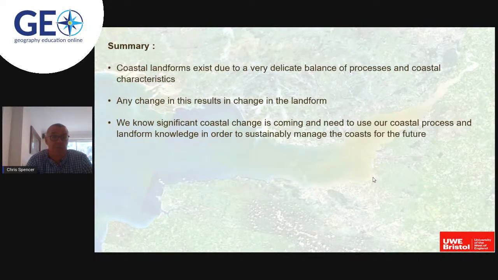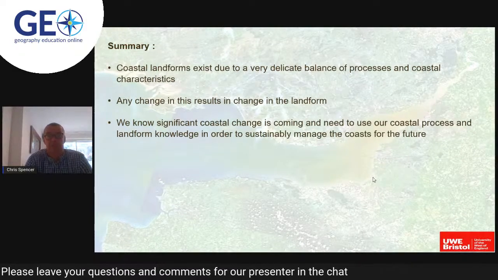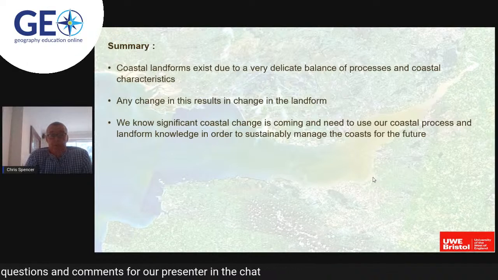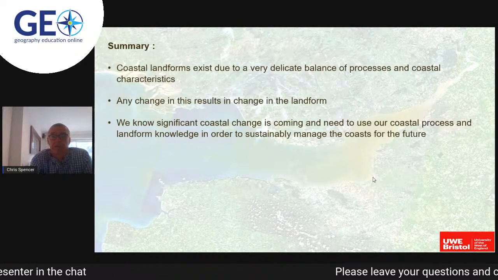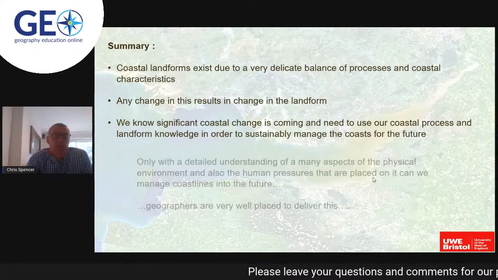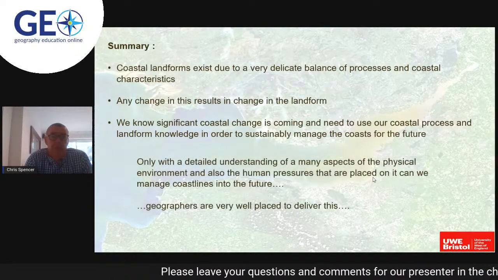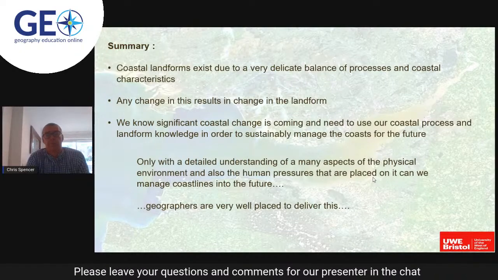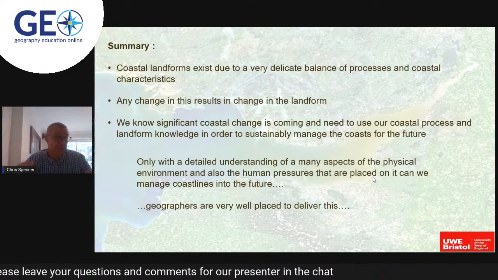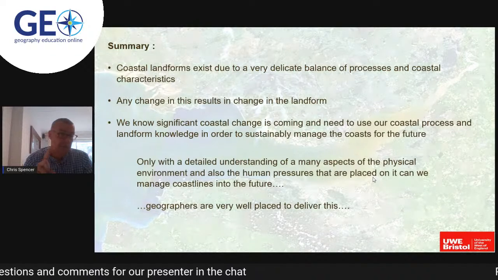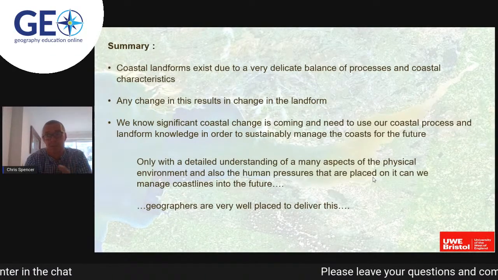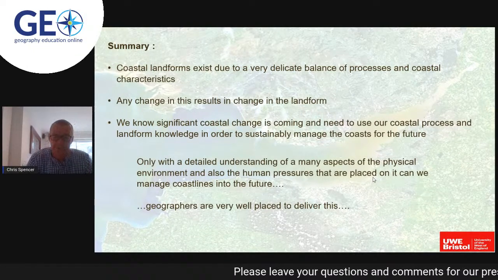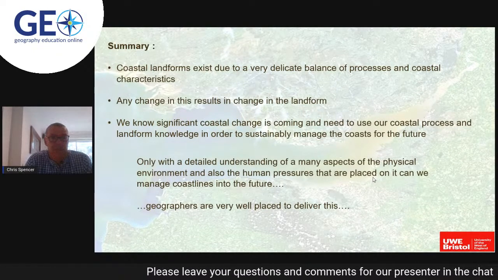And we know significant coastal change is coming, and so we need to use our coastal process knowledge and landform knowledge to sustainably manage coasts for the future. Now, I think it's only with a really detailed understanding of many of the aspects of the physical environment. You think of what we've covered here. We've covered meteorology, we've covered geology, we've covered bits of biology, ecology with saltmarsh plants and sand dune plants.